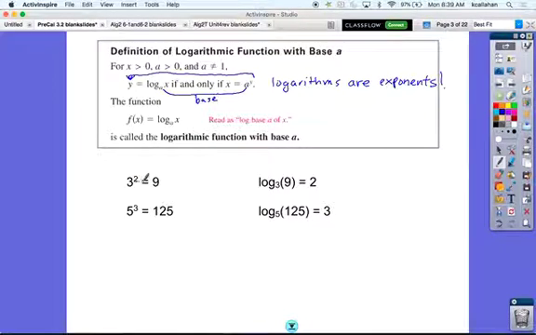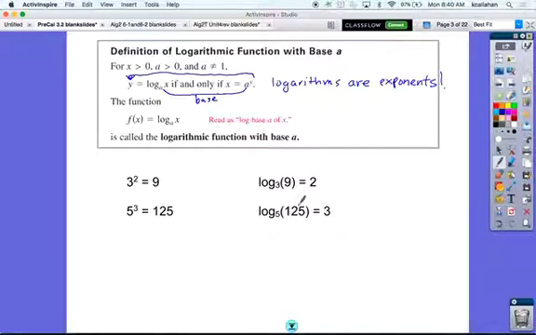So if 3 squared equals 9, that means log base 3 of 9 equals 2. Right? So the base of the exponential is the base of the logarithm. The exponent is what the logarithm equals, and the 9 is the argument. When you go back and forth between them, the way that I always think of it is like this. I always start with the exponential: 3 squared equals 9.